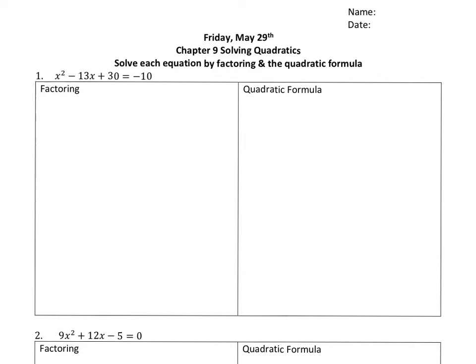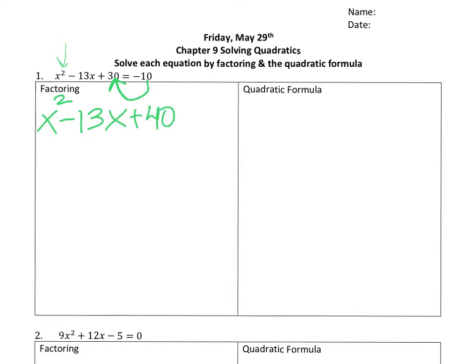So for this first problem, we are going to try doing it both ways. We are solving for x. That's the only variable that we see, so that is what we are going to be solving for. When we look at this, if we're trying to factor, you always get all terms on one side if they aren't already. So we would have x squared minus 13x plus 40, right?